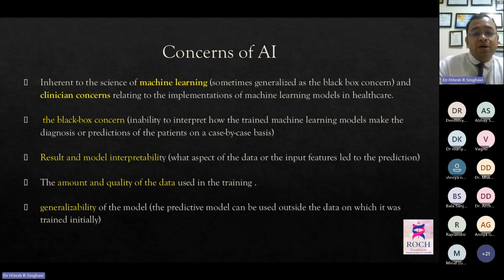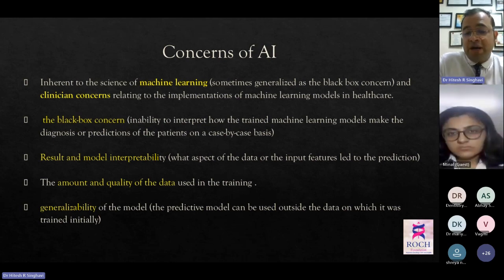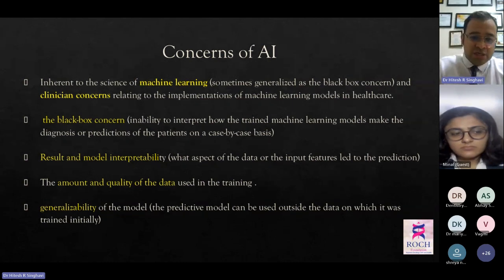So it's very important that the amount, the quality and the interpretability of the data of that AI will govern the diagnosis as well, as far as oral cancer is concerned. Then generalizability of the model is also a concern. There's also an ethical concern.